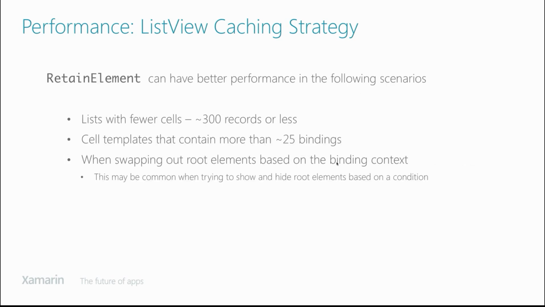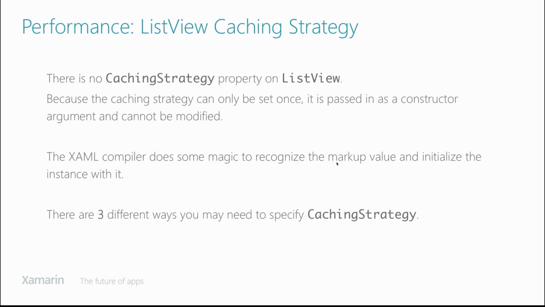So the one odd thing about caching strategy is that it's not a property. It's really a constructor argument that is passed in once and set and never changed. Because it can only be set once, there's a huge performance penalty if it's changed, and you really can't change it. So the way you set it is a little bit strange.